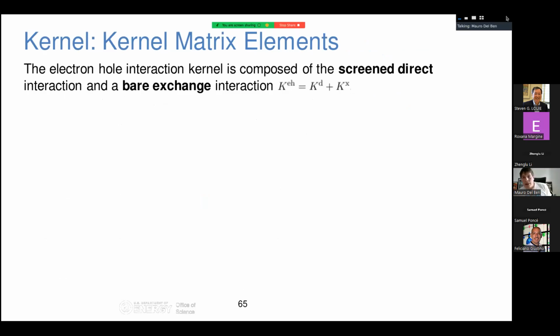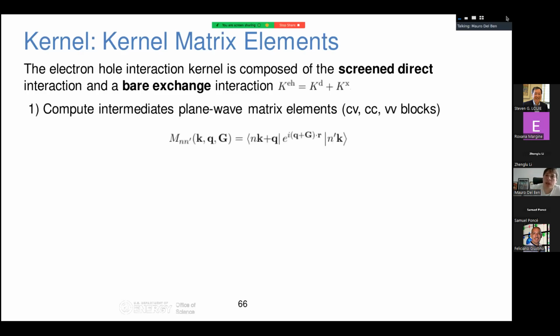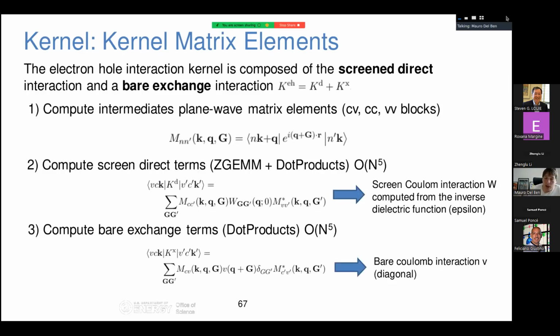So calculating kernel matrix elements is expensive, as well as calculating quasi-particle energy, but it is very similar to what we do in epsilon and sigma. We first essentially calculate these intermediate matrix elements between wave functions. In this case, it is not only conduction and valence, but we also have conduction and valence blocks. Once we have them, we just contract them.